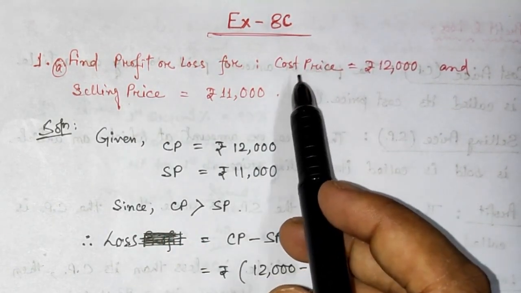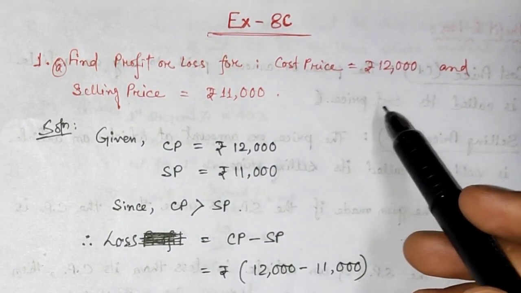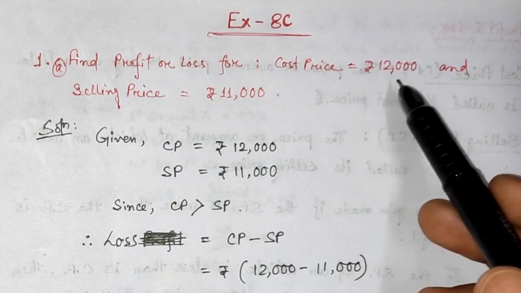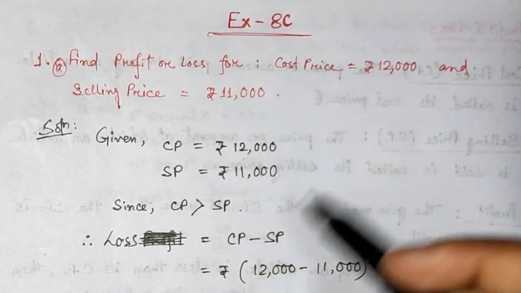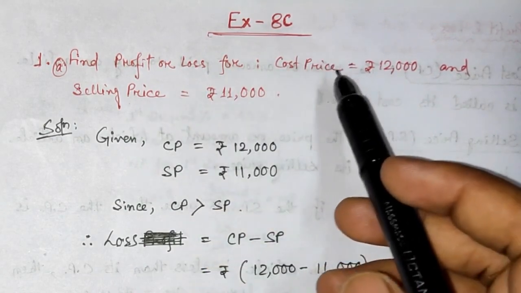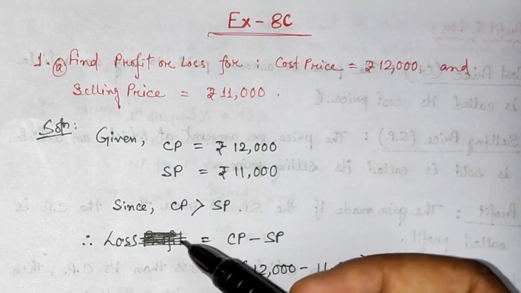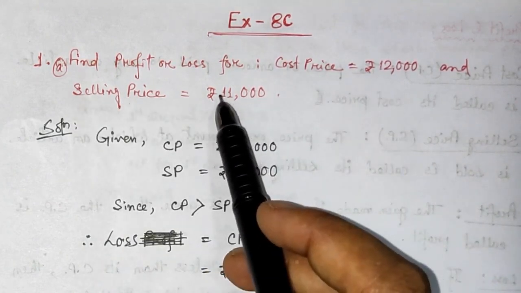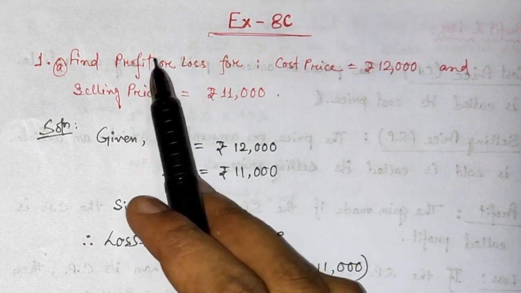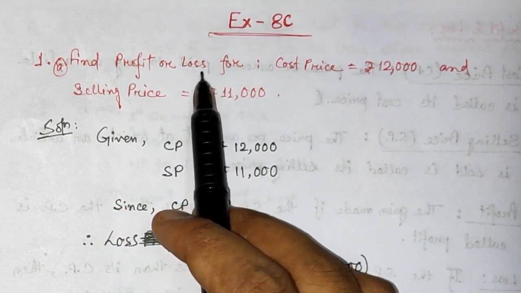The cost price is the amount which we have to pay when we buy any product or service. This is called cost price. And when we sold this product, then we got some amount. This amount is called the selling price of this product. So we have to know when we will get profit and when we will get loss.